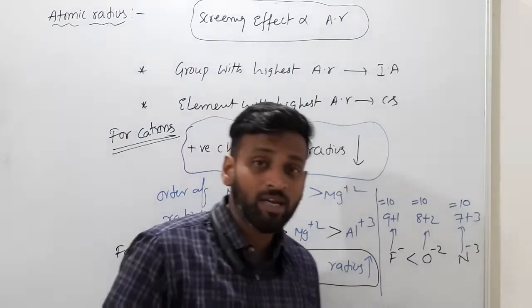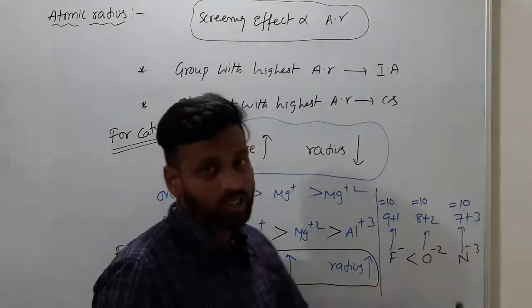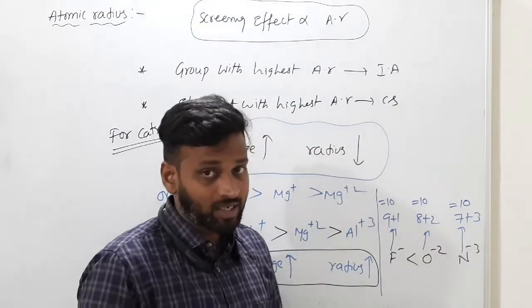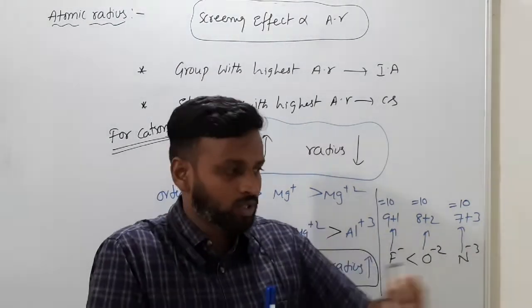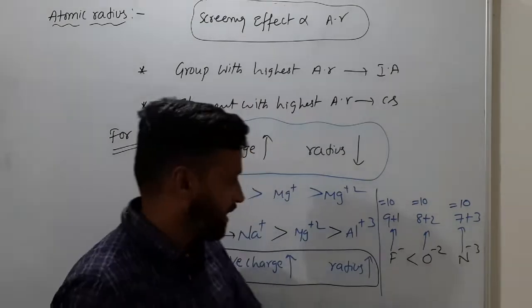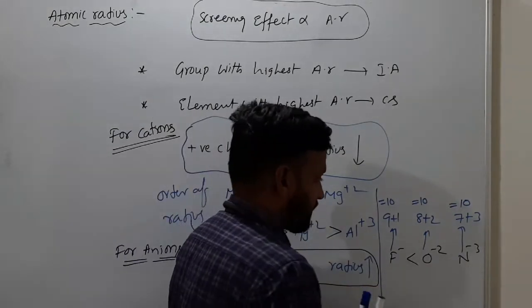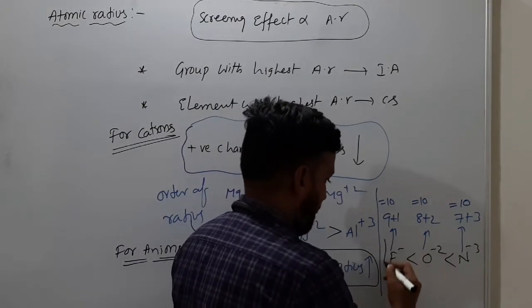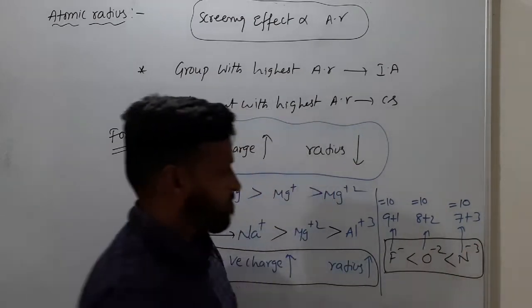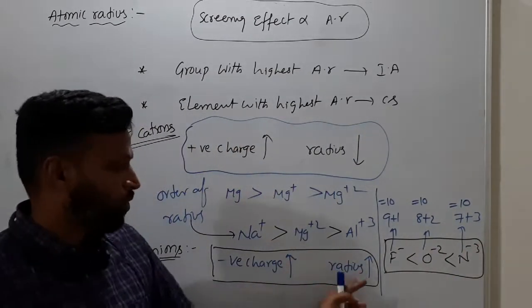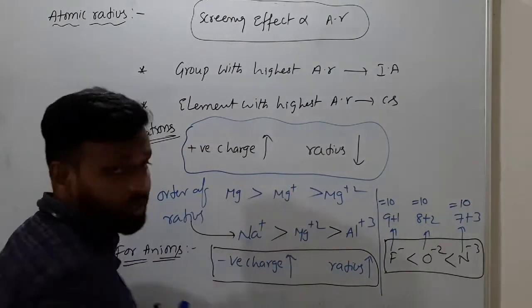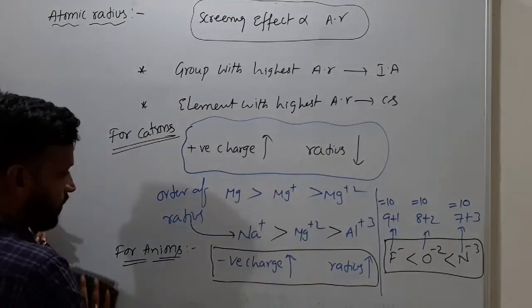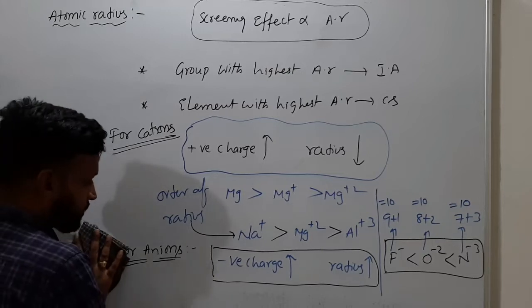Even though they have the same number of electrons, the negative charge is there but protons are fewer. This I was given already. The negative charge is more than the positive charge, so the electrons move away from the nucleus. Certainly N minus 3 has more radius. So the more the negative charge, the more the radius. The more the positive charge, the less the radius. This is the most important thing, and you must know it.